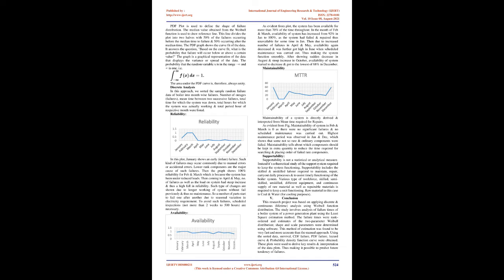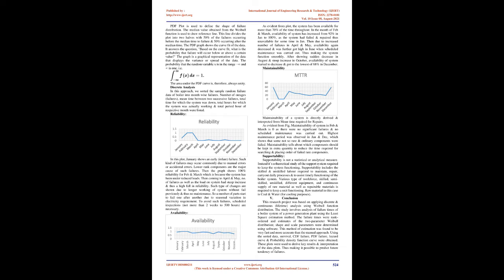As evident from the plot, the system has been available for more than 70% of the time throughout. In the months of Feb and March, availability of the system has increased from 92% in Jan to 100%, as the system had failed and been repaired, thus unavailable for some time in January. Then due to an increased number of failures in April and May, availability again decreased and rose further in June when scheduled maintenance was carried out, thus making the system function smoothly.